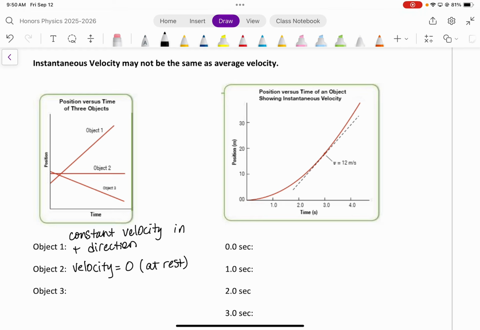So I know what you mean when you say stationary, but I want you to try to use the term at rest only because that is going to be the most common way that a word problem will give you that information. And Joanne, what can you say about object 3? It has a constant velocity in the negative direction. Yes, constant velocity in the negative direction.